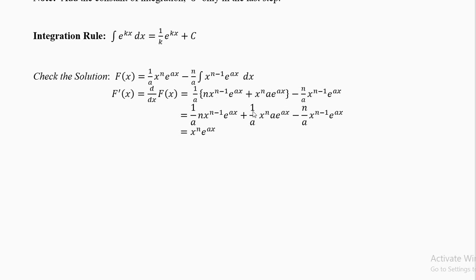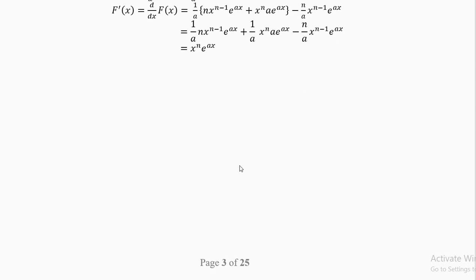Open this bracket. Two terms will cancel out, the first term and the third term. You will be left with the middle term. This a and this a will cancel. You will be left with x power n e power ax. So all the reduction formulae which we are going to use can be derived and can also be verified.